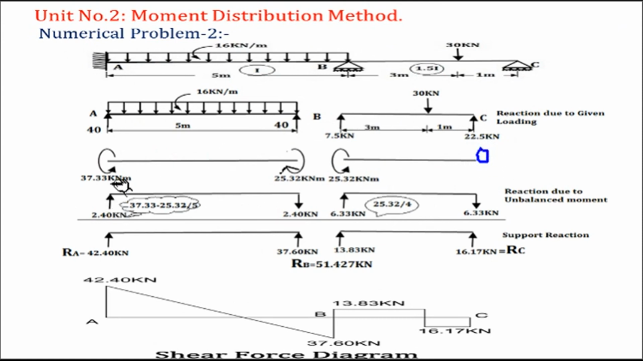Now find out the reaction. So take a difference between these two values. Take the higher value first, 37.33 minus 25.32 divided by span. You have a 2.40 kilonewton value. Now show this exactly below the maximum moment. This is the location of maximum moment. So first draw one vertical line below this maximum moment.